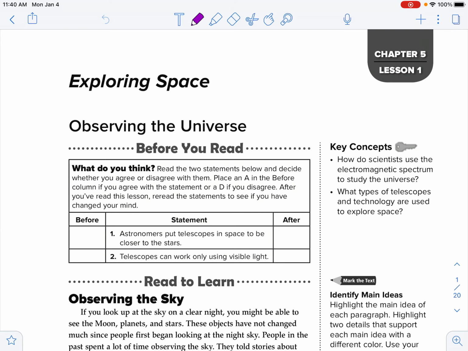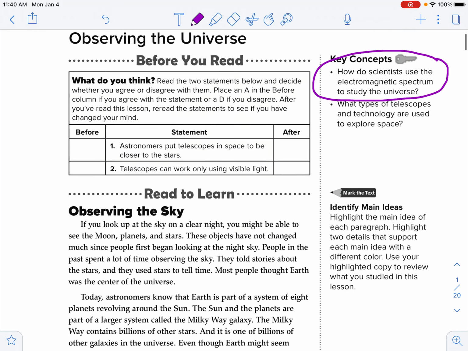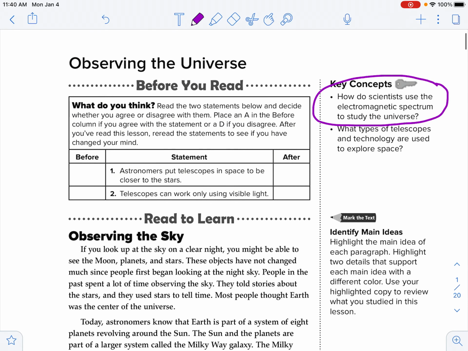So the concept that we're going to look at today is how do scientists use the EM spectrum to study the universe? We are going to be using the Reading Essentials like normal, but then we're going to be using the science notebooks. It's a little bit different than the outline notes, okay? I think you guys are ready for this.